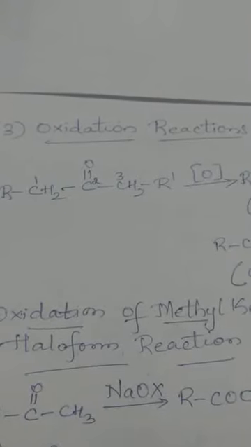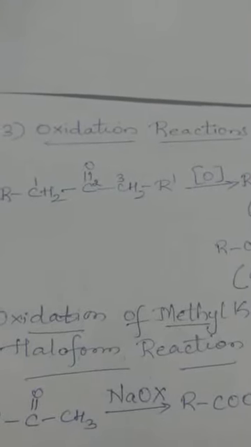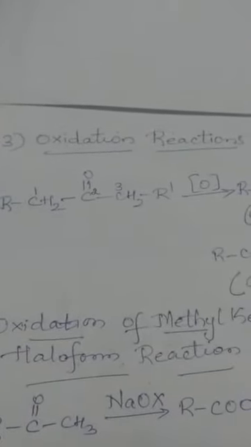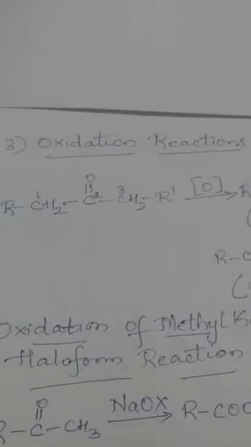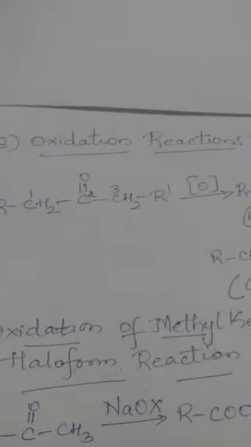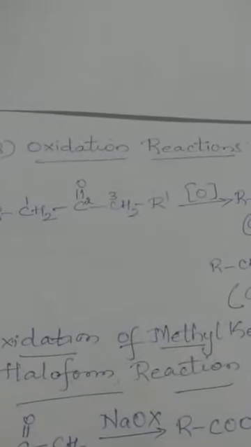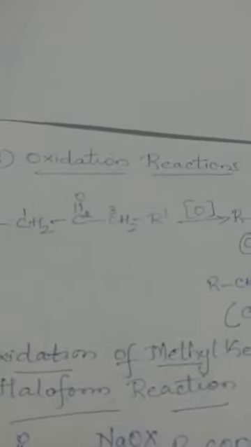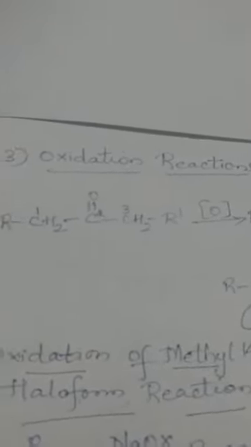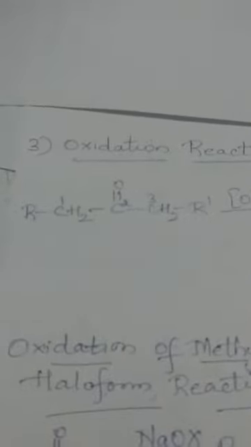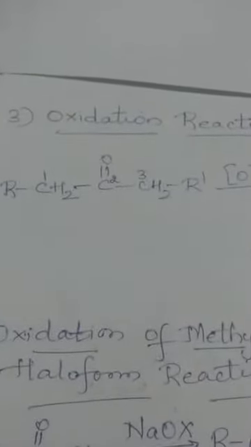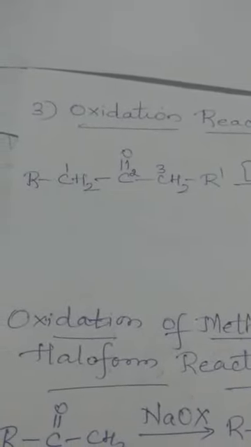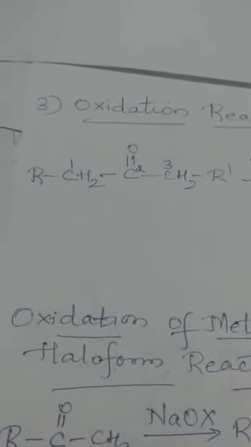Hello students, let us continue with the chemical properties of ketones. Last class we discussed addition reactions and condensation reactions. The next set of reactions are oxidation reactions. Mild oxidizing agents like Tollens reagent and Fehling's solution are not reduced by ketones, but ketones can be oxidized readily by using strong oxidizing agents.